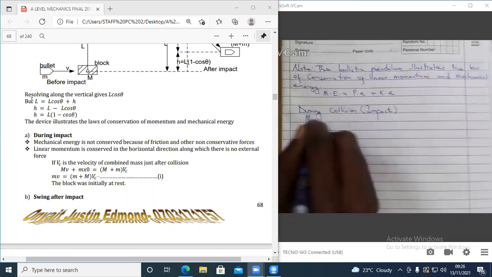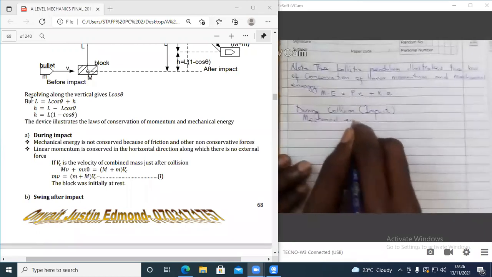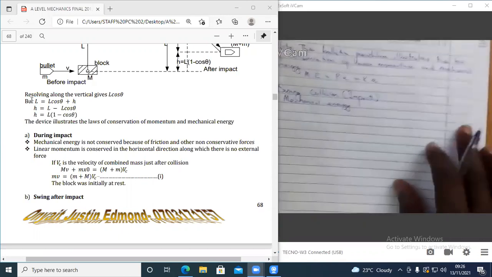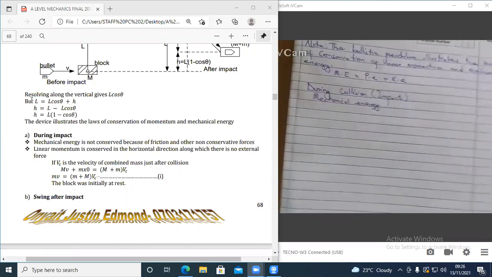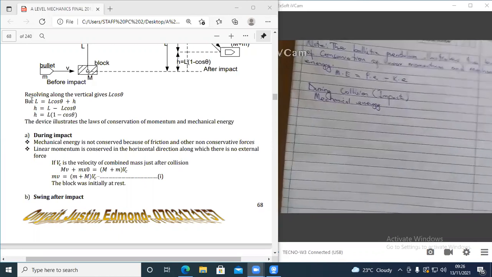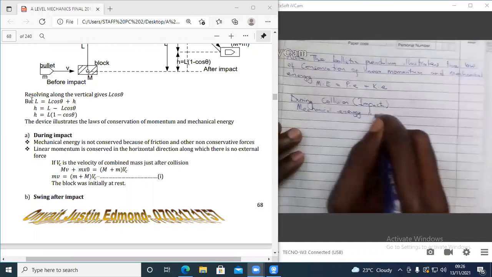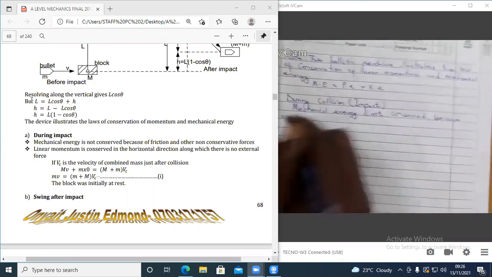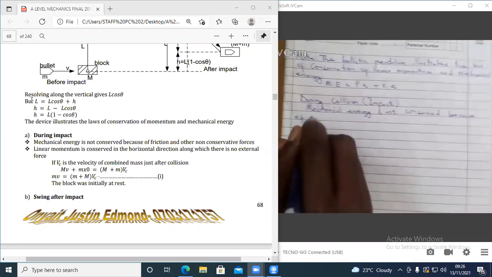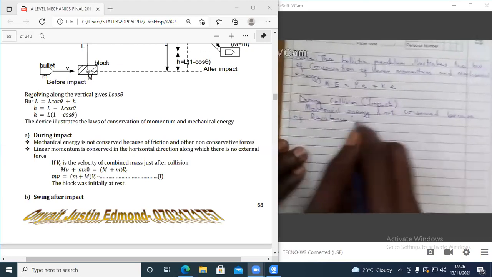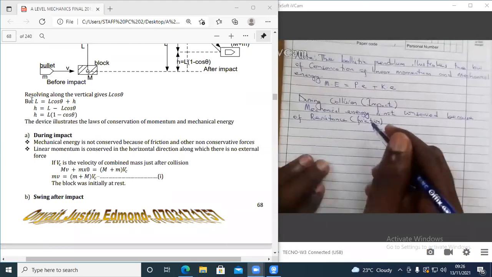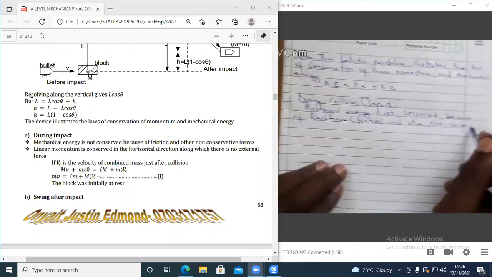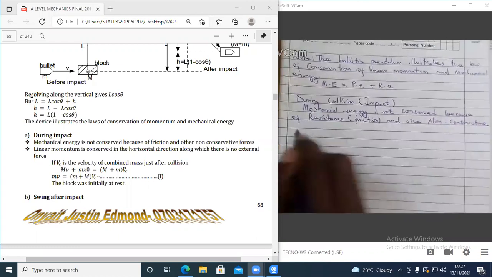So note: mechanical energy is not conserved because of friction, or you can talk of resistance, in bracket friction, and other non-conservative forces.